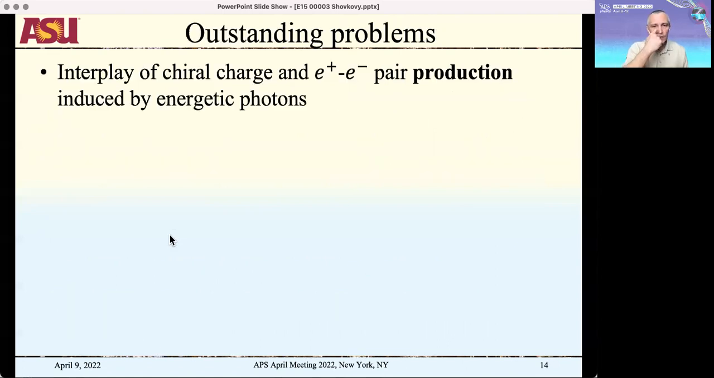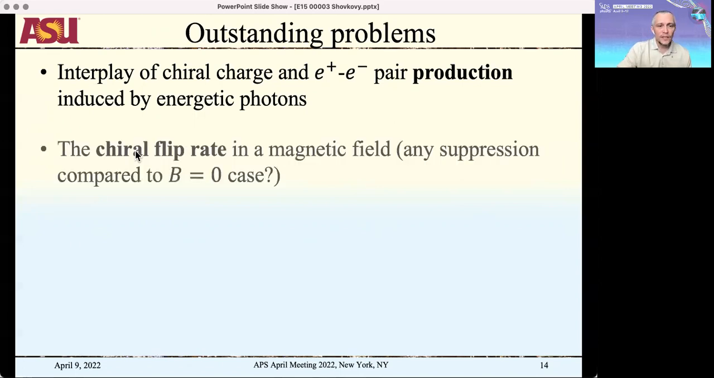And here I outline several key problems that have to be addressed before a better quantitative estimate of all the physics can be done more carefully. So one has to study more carefully the interplay of the chiral charge production and the e+ e- pair production in the gaps due to the energetic photons. The chirality flip rate has to be re-evaluated in the presence of very strong magnetic field.